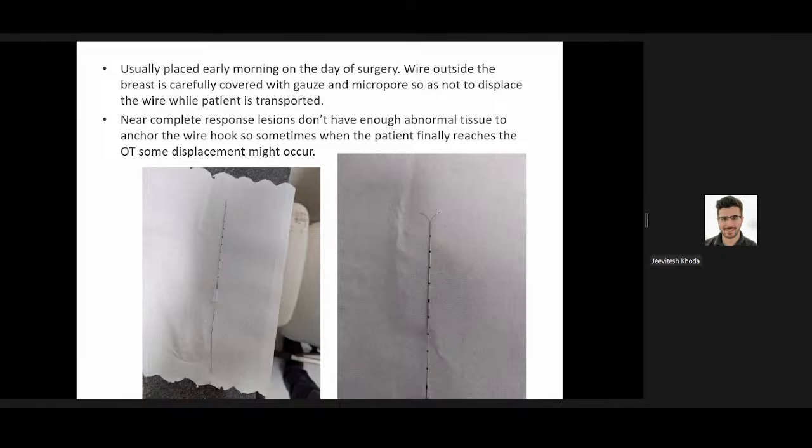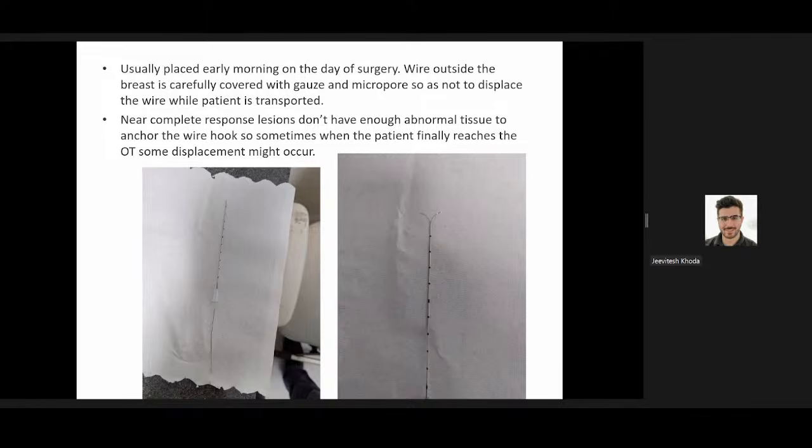And one problem which we see, I don't know about all the institutes, but commonly we see that in patients with a complete response, like I mentioned earlier, there is not enough hard tissue for the wire to latch onto. Once you deploy it, especially in stereotactic procedures where compression is applied over the breast, once that compression is released, sometimes the wire gets displaced. This problem is not as common in ultrasound. So in complete response, some displacement might happen.